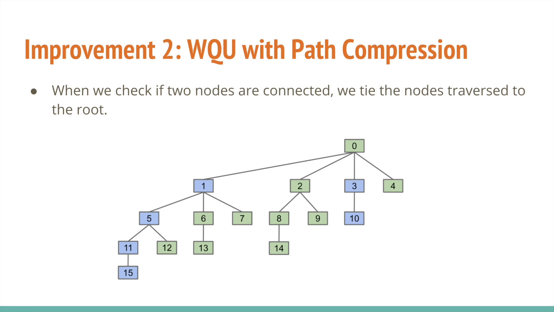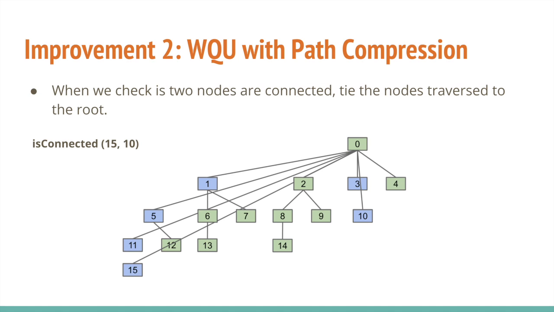Our second improvement discussed was weighted quick union with path compression. So with path compression optimization, we connect the nodes we traverse to the root whenever we check if two nodes are connected. So for example, if we wanted to check if nodes 15 and 10 are connected, we would need to traverse all of the blue nodes. As a result, all of these nodes will be connected to 0 after the function is called. So our final structure will end up looking like this.